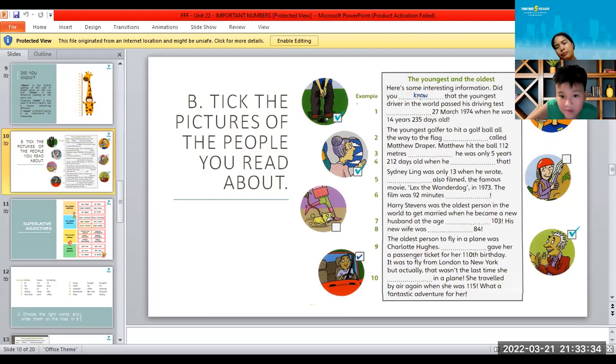Harry Stephen was the oldest groom in the world to get married when his new wife's age was 103. It was in 1984. The oldest person to fly in a plane was a lady, and she flew for her 110th birthday.